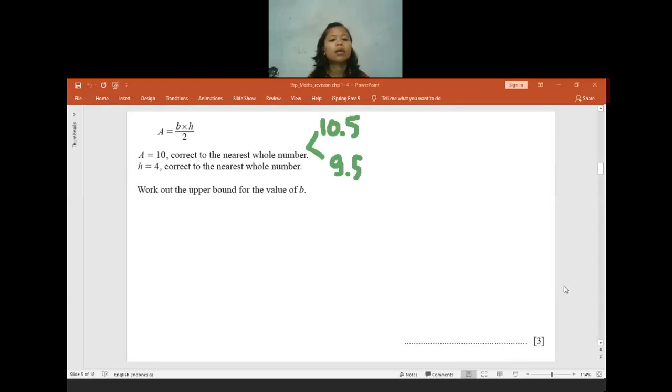Okay, now for number 4, what are the upper bound and lower bound of number 4?